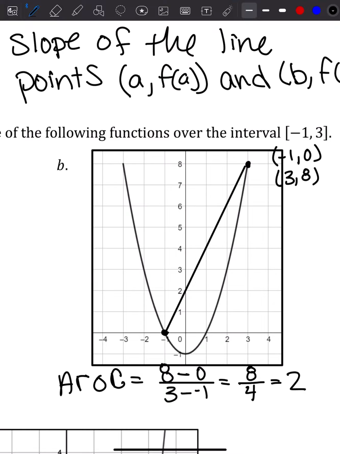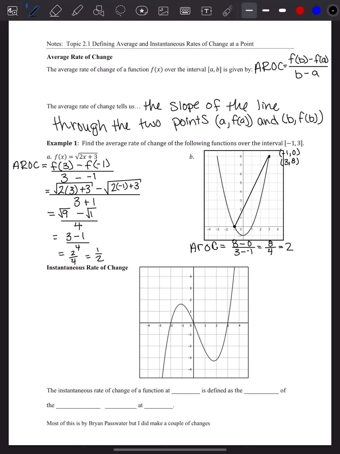So our average rate of change is literally looking at our function as a whole, looking at those endpoints of our graph and kind of connecting them, endpoints of our interval, creating this line between them and finding the slope of that line. On the other hand, we have the instantaneous rate of change of a function.